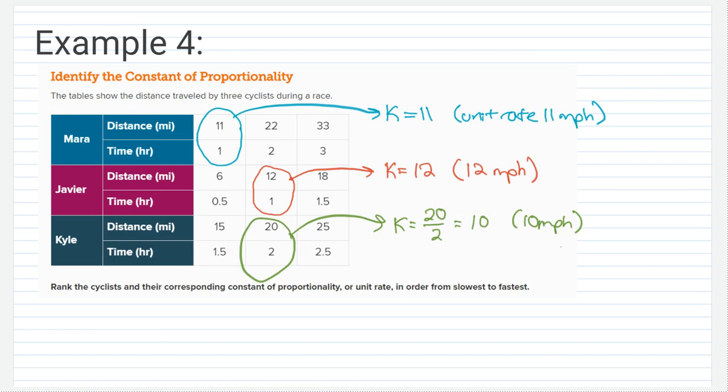So if we're going to put these in order from slowest to fastest, we're going to rank Kyle as the slowest with the 10 miles per hour, or a value of 10 for K, the constant of proportionality. And then next would be Mara with a speed of 11 miles per hour, or a K value of 11. And then last but not least is Javier. So Javier is the fastest with a speed of 12 miles per hour, or a constant of proportionality of 12.